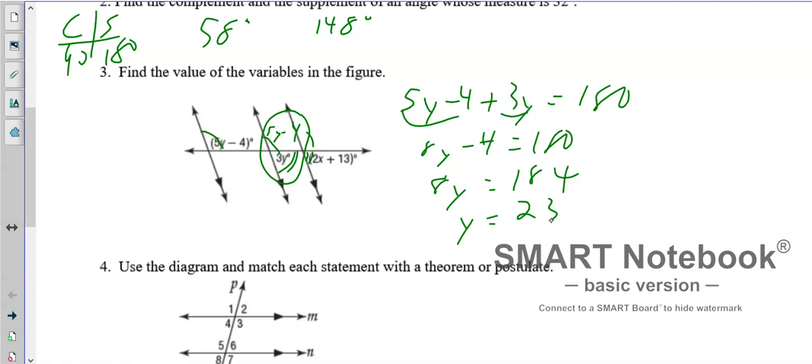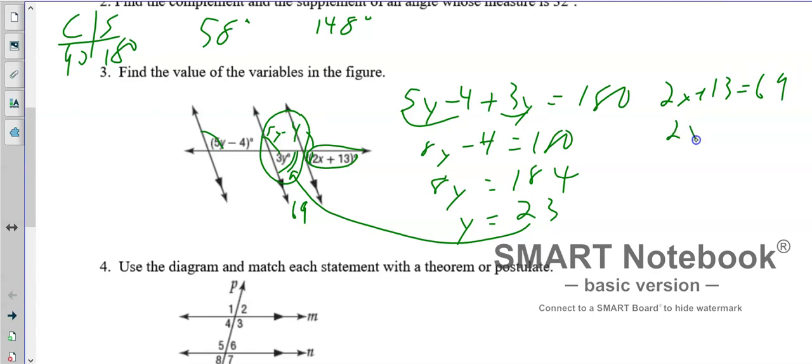Okay, so if we plug that in right here and do 3 times 23, we find out that this angle here is 69 degrees. Now, since we know this angle is the same, we just say 2x plus 13 is equal to 69. Now we subtract 13. I think we're doing x here, yeah. And that's going to be 56. And then we divide by 2, we get x is 28.